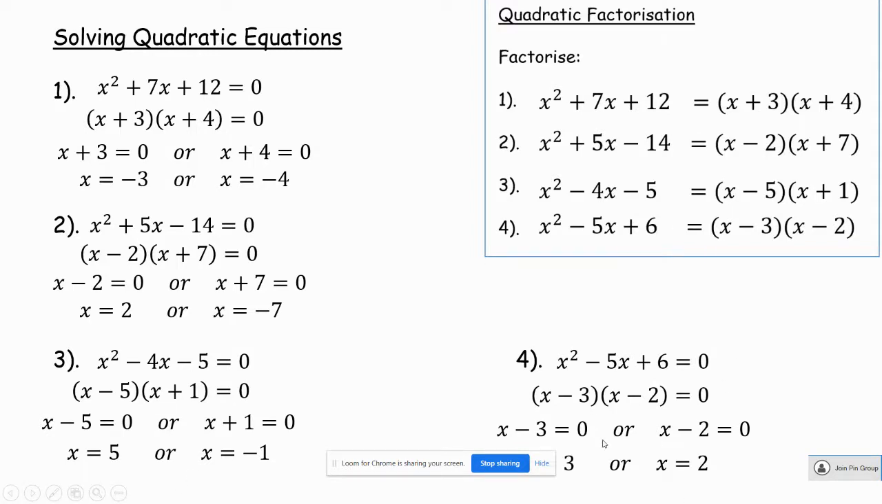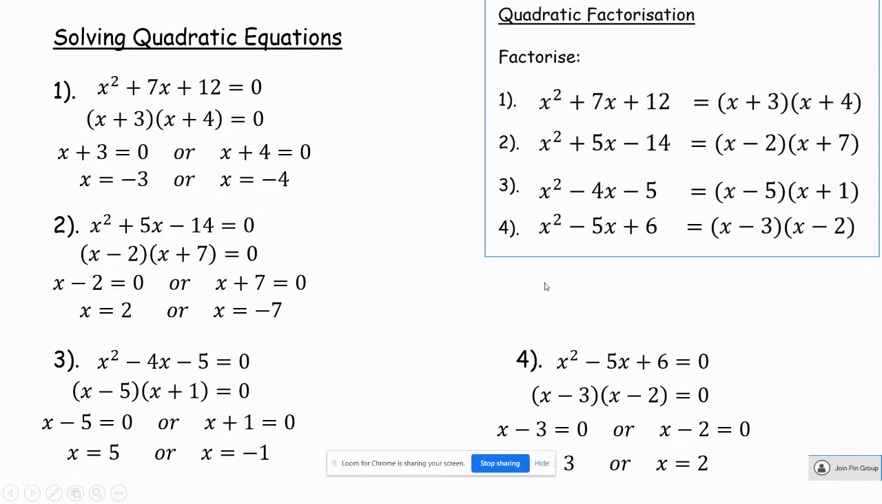Let's just check those ones work. 3 squared is 9. Take away 15, add 6. Yes, that's 0. 2 squared is 4. Take away 10, add 6. Yes, that's 0.